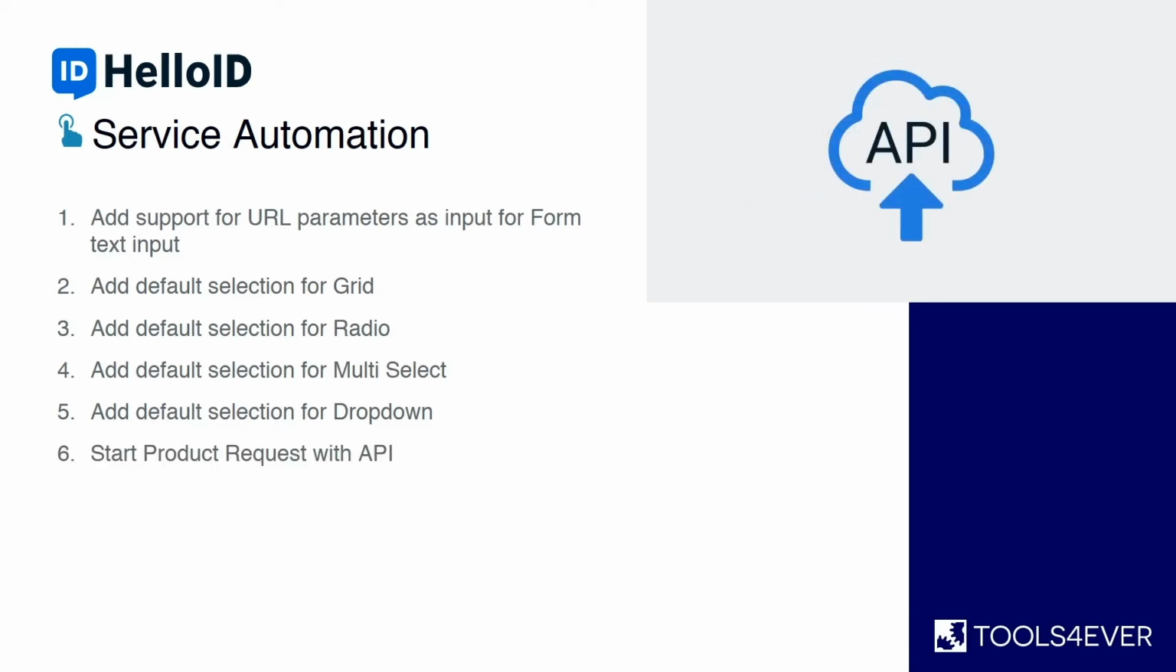We've also been working on multiple new API options. You can now start a product request via the API. This is useful if you offer one form with multiple options to request different products. Every product might have a different workflow associated with it. Now you can handle this from one form. We will also be demoing this functionality.